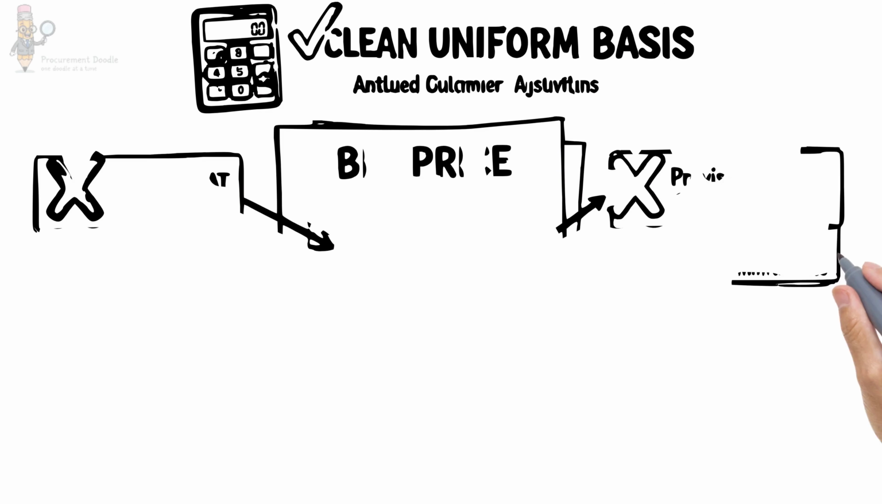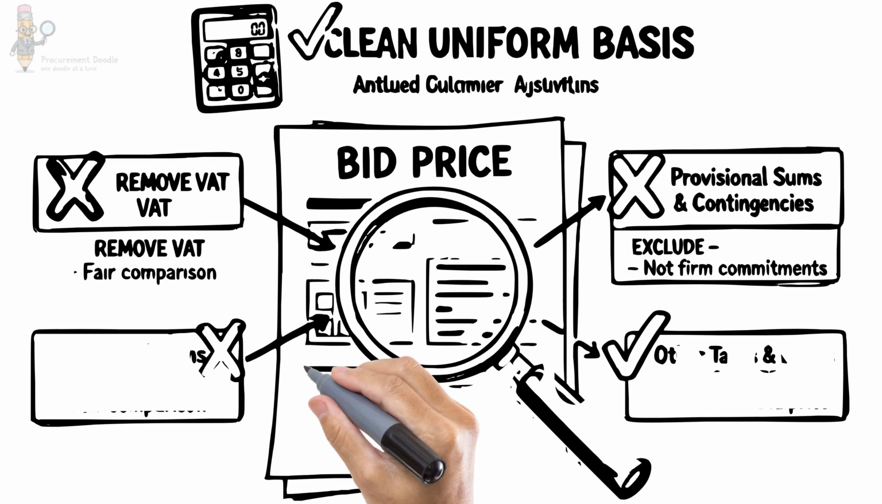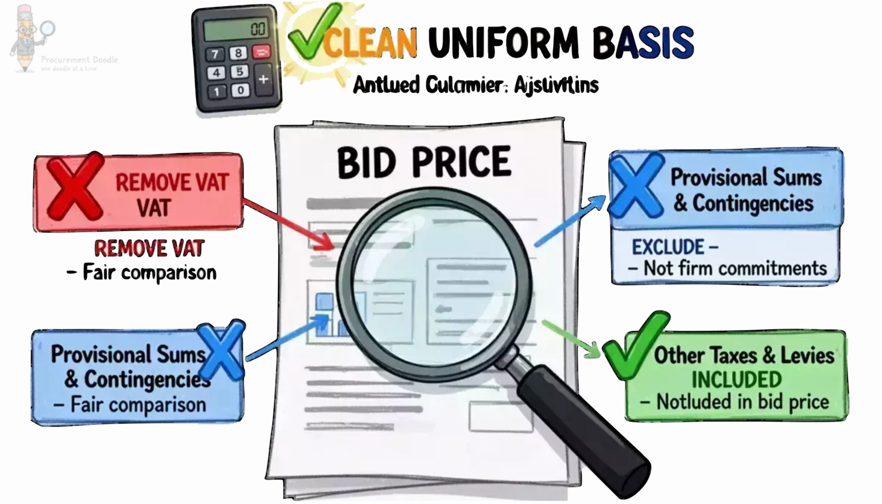Step 1 ensures a level playing field from the start. We remove VAT from all bid prices because it would otherwise distort true cost comparison. Provisional sums and contingencies are also excluded, as they are not yet firm commitments. All other taxes and levies, however, remain included in the bid price. This gives the committee a clean, uniform basis for detailed evaluation.